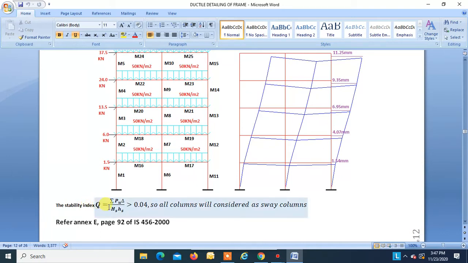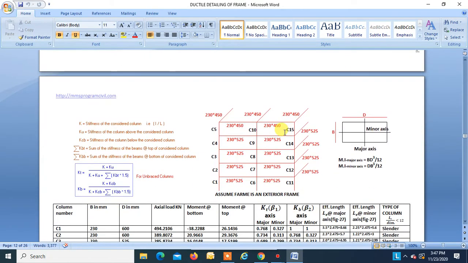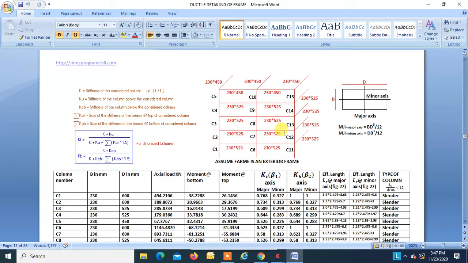If this index is found to be greater than 0.04, then the column has to be designed as a sway column. In our case, the index Q is found to be greater than 0.04, so we will have to design the column as a sway column. The first step is to find the effective length of the columns.